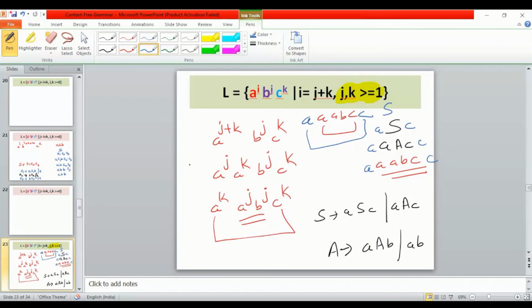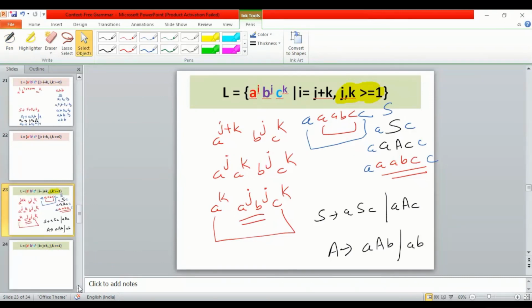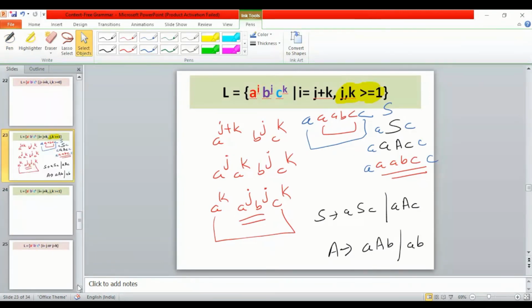I hope this example is clear. Any query in this? Because it is a very complex example. If you have any query, you can ask me why we have done it like this. Yes, are you getting this? Yes, can we proceed further?